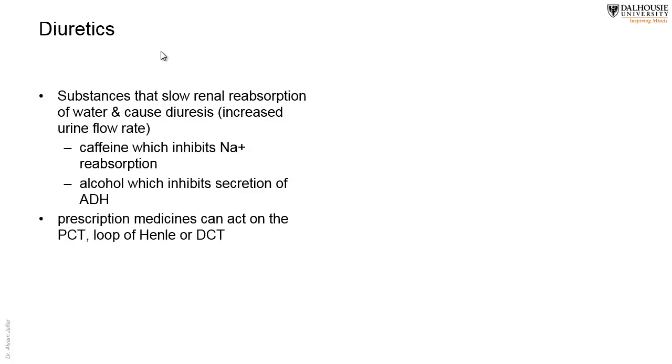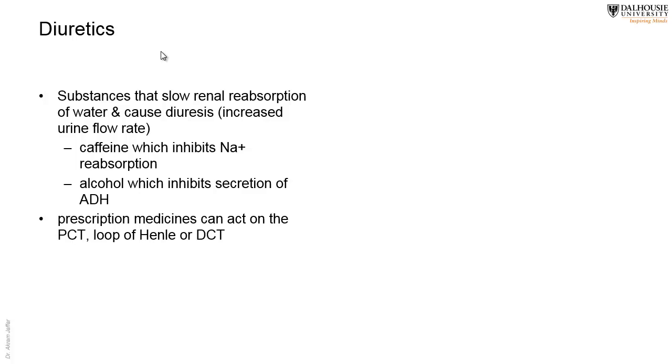produced in the posterior pituitary gland and acts on the collecting ducts of the nephron and causes more reabsorption of water. So it's anti-diuretic because it increases the reabsorption of water that has been filtered in the glomerulus.